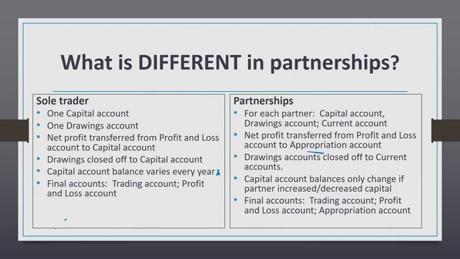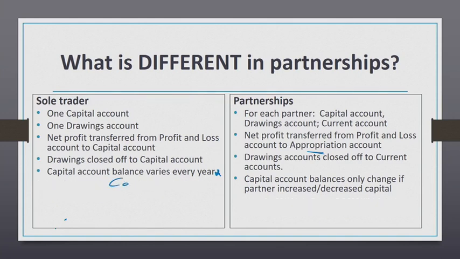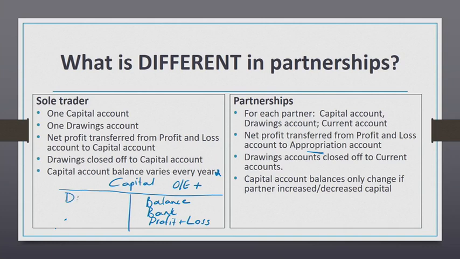Just to show you this one on the capital, if we show you the capital account that we did last year, you will remember that we started with the balance of the capital. Then if the owner contributed more capital, it will be added because this will increase owner's equity. Then the net profit will go to the capital account, profit and loss, and we closed off drawings to the capital account to get a new balance at the end.